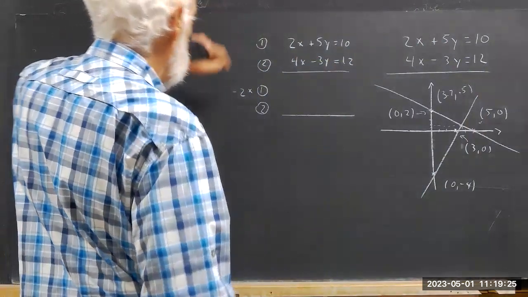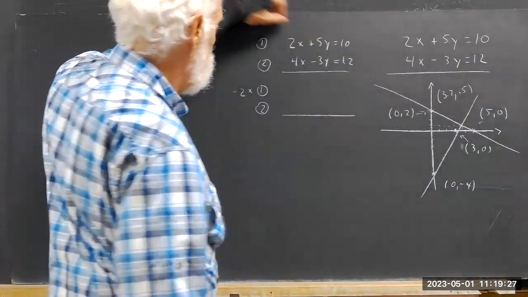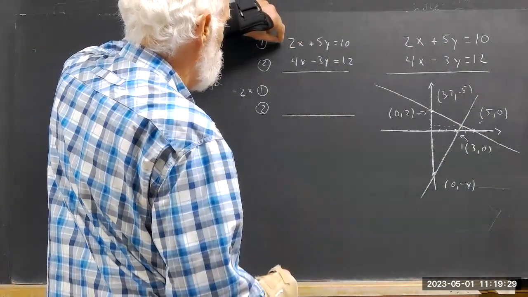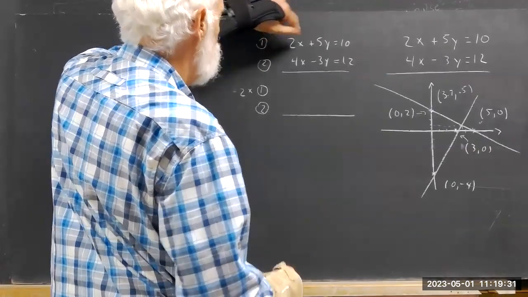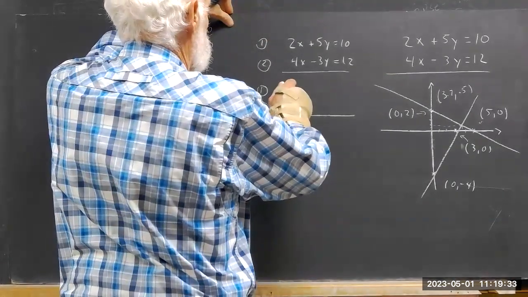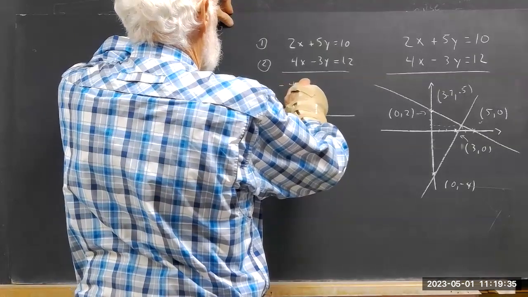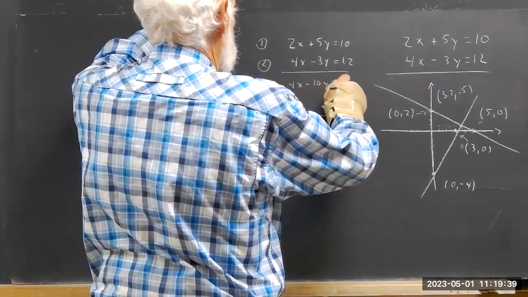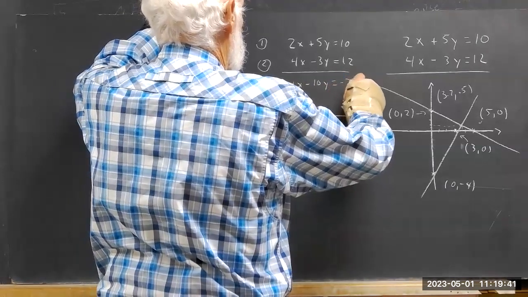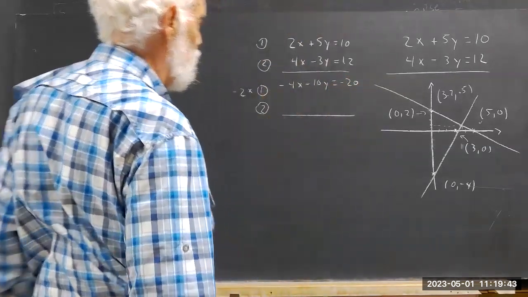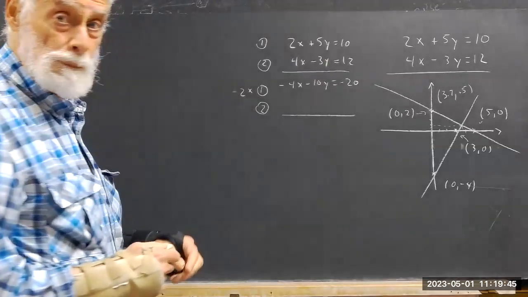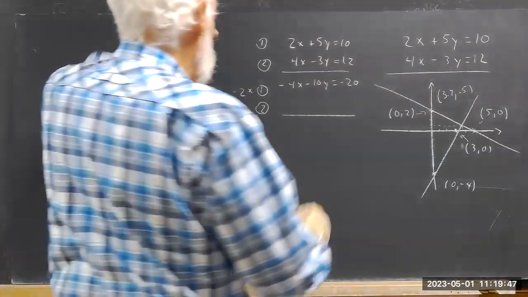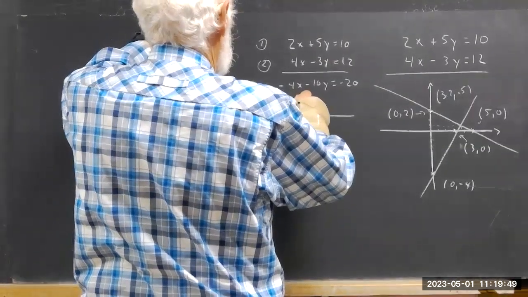Okay, so if we multiply this first equation by -2, we're going to have -2 times 2x plus 5y. That's going to give us -4x minus 10y. And then -2 times the right-hand side is going to give us -20. The second equation remains as it was.